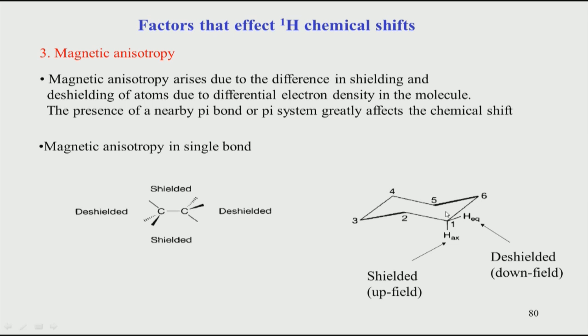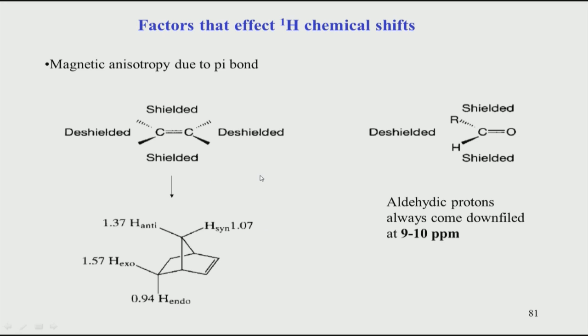So, that means the two hydrogens attached to the same carbon atom do not have the same chemical shift value. One, the equatorial, is deshielded, whereas the axial is shielded, upfield shifted. This is how the magnetic anisotropy affects the chemical shift values of hydrogen atoms. Here are some more examples of the anisotropy effect.